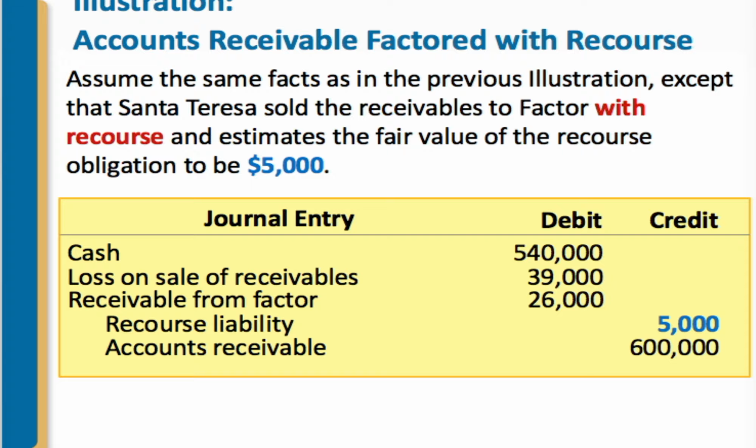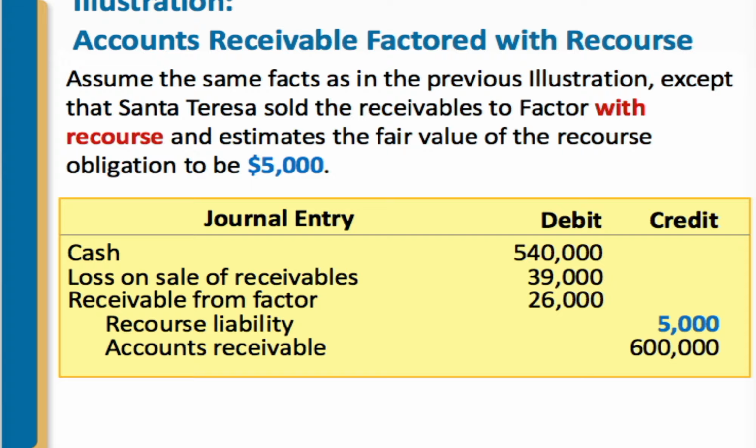Even if the receivables were sold with recourse, in this example, Santa Teresa Glass still could account for the transfer as a sale so long as the conditions for sale treatment are met. The only difference is the additional requirement that Santa Teresa record the estimated fair value of its recourse obligation as a liability. The recourse obligation is the estimated amount that Santa Teresa will have to pay Factor Bank as a reimbursement for any uncollectible receivables.